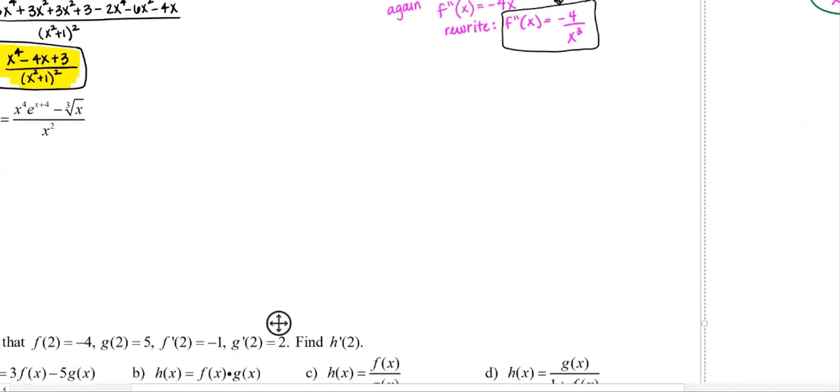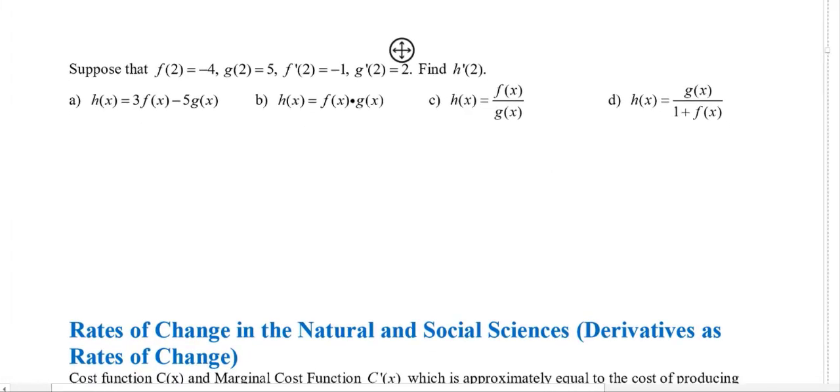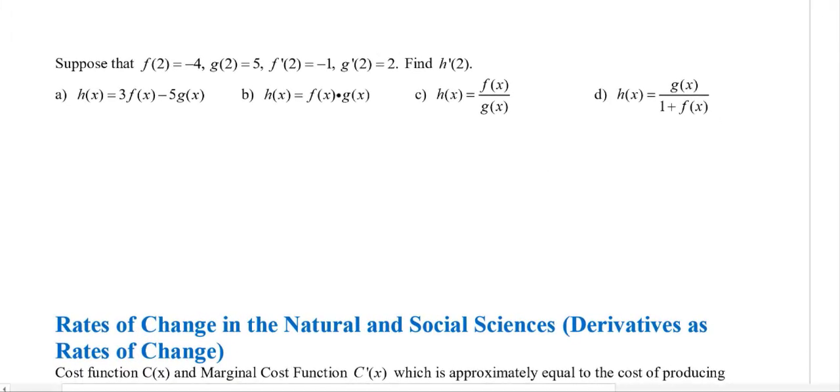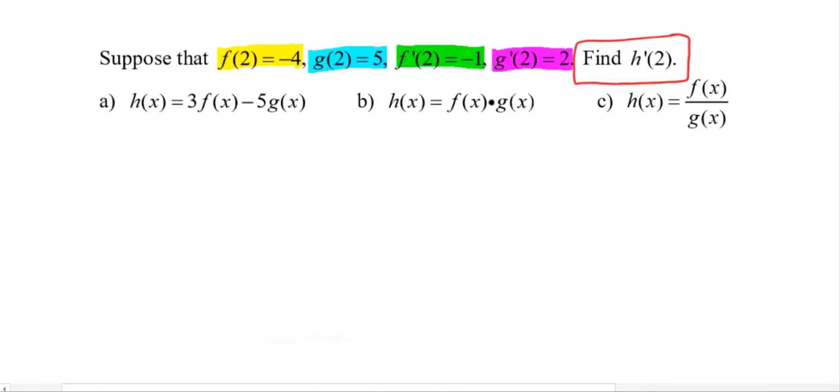Okay, so let's look at this other example here. These are kind of unique. So in this example, I'm going to give you different values. Suppose f of 2 equals negative 4, and g of 2 equals 5, f prime of 2 equals negative 1, and g prime of 2 equals 2. And I'm asking you to find h prime of 2 in every single problem, and then I define h of x in each of these 4 scenarios. So let's go through these scenarios one by one.